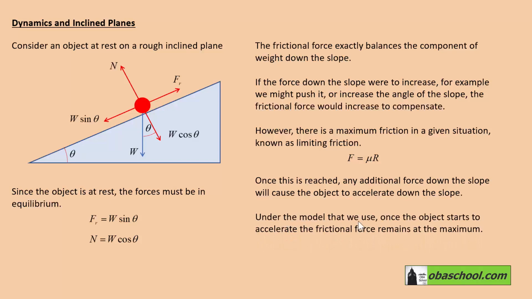Under the model that we use, once the object starts to accelerate, the frictional force remains at the maximum. In other words, the friction would be equal to some constant mu multiplied by the normal reaction force once the object is in motion. Once again, this is a modeling assumption that we make to simplify the problem. In reality, in many situations, once an object starts to move, the friction is actually less than when it was stationary.